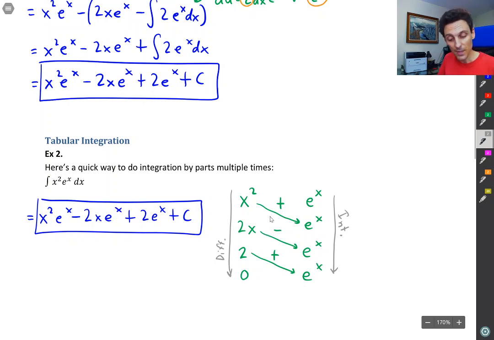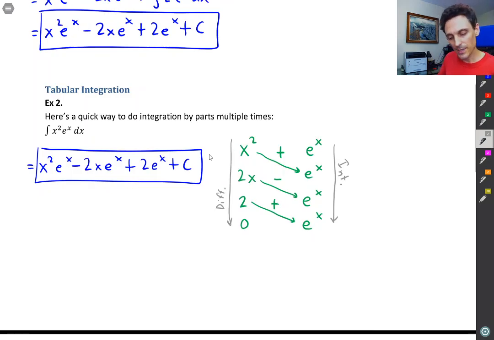Another thing is that if you have a polynomial as your choice for u, notice that if you continue taking derivatives on the left, that polynomial will eventually become 0. The powers will keep coming down when you use the power rule for differentiation. And so eventually you're going to get a constant, and then the derivative of that constant will be 0. So if you have a polynomial as part of your integral, and you're using integration by parts, then letting u equal that polynomial is possibly a good choice, because the derivatives will eventually go down to 0.